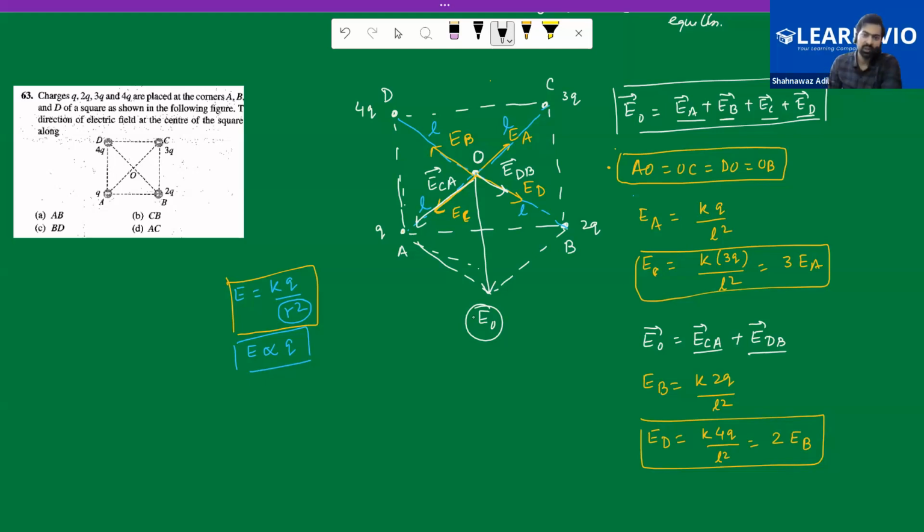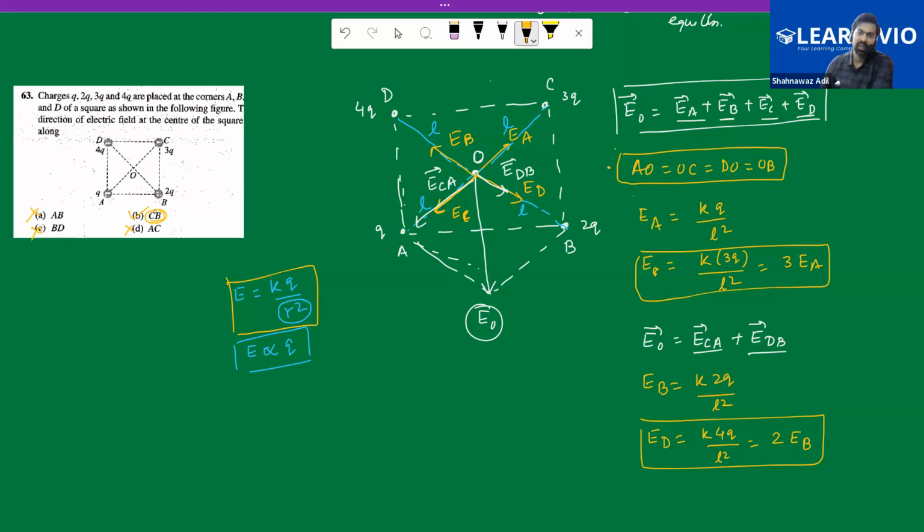Yes, sir. So the direction is what? I can say it is D to A or C to B, right? This would be the direction. So what is the correct option that we have? AB is not a correct option. CB is there. BD is not a correct option, right? And AC is also not a correct option. So this is the correct answer. Is it clear?